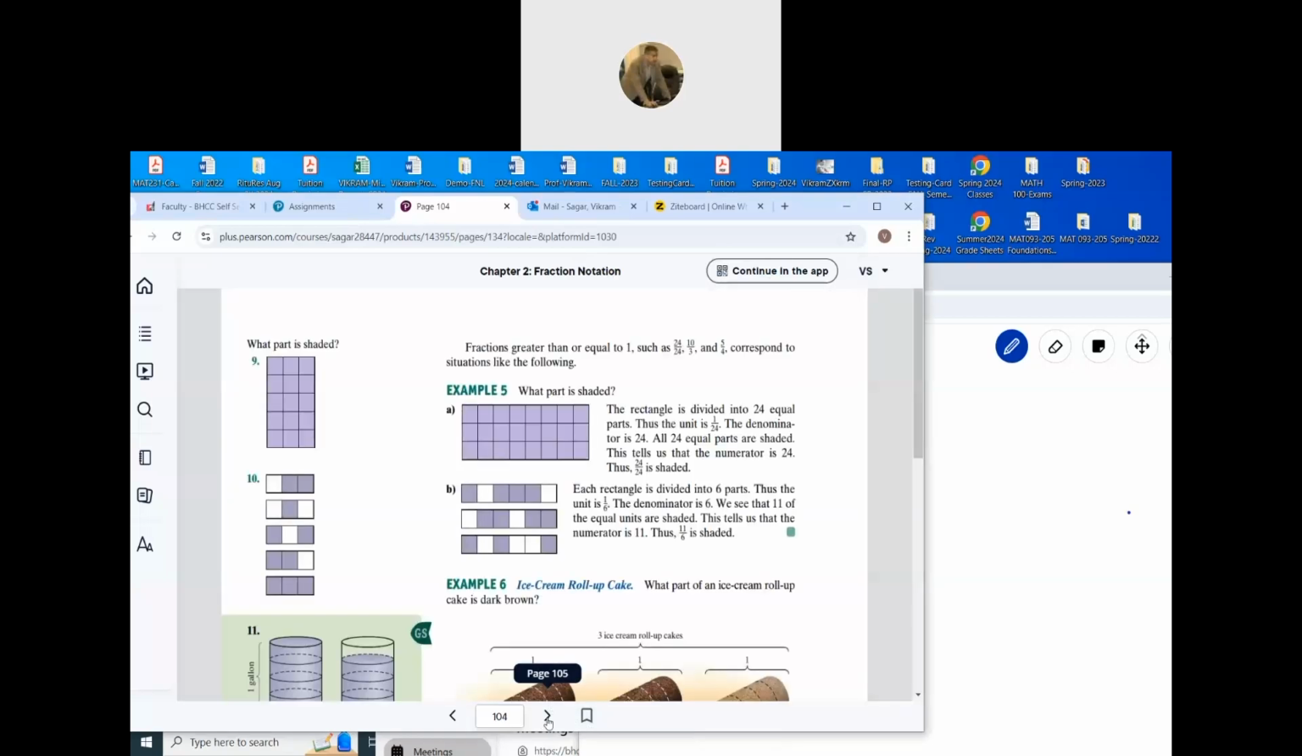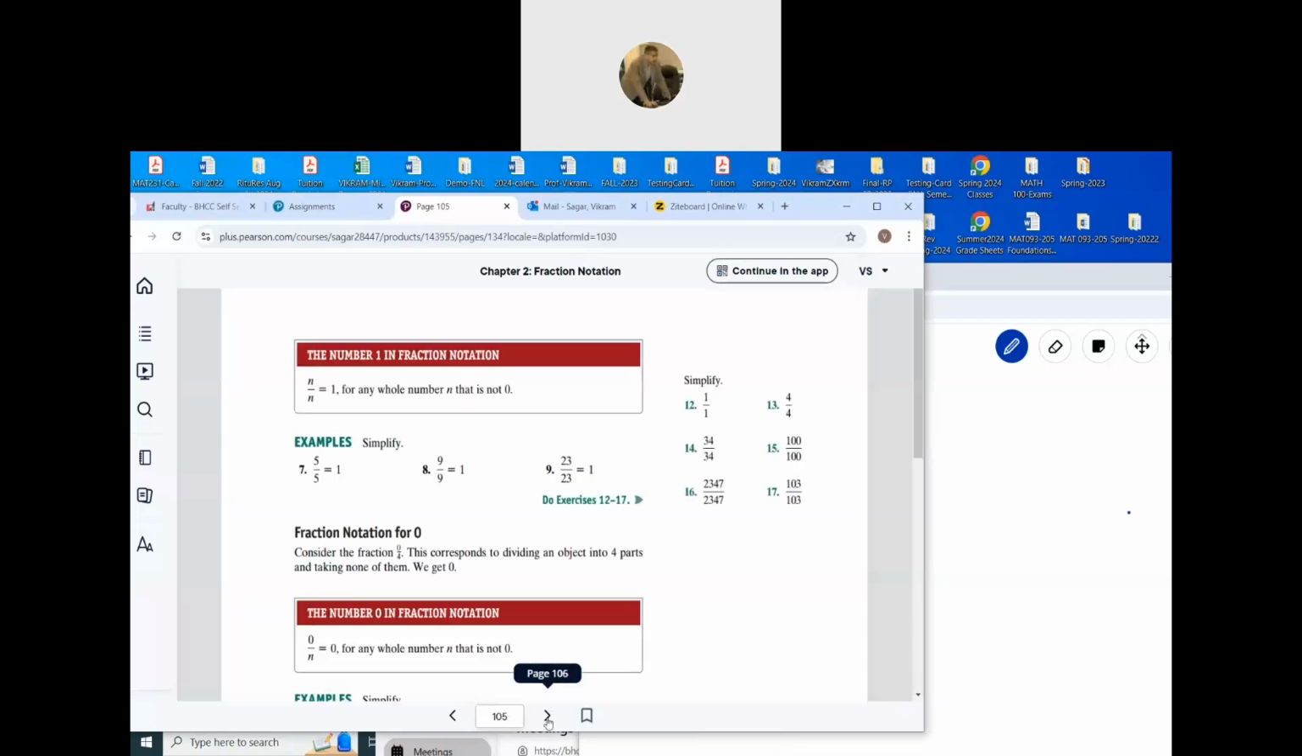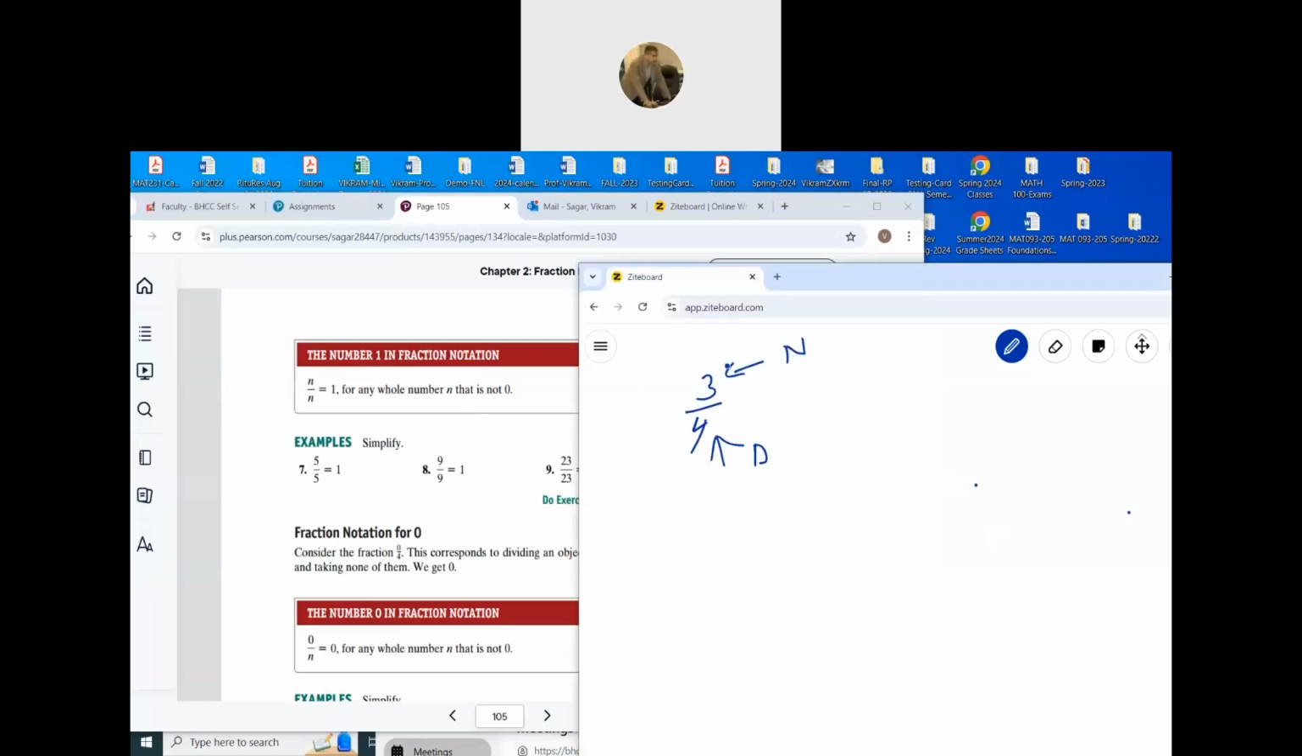Let me pick up one of your examples here. These are the properties, like n divided by n. Let's say you have 2 divided by 2, which is going to be 1. 2 divided by 0 is undefined. It doesn't make any sense. If you have 0/2, that's 0.